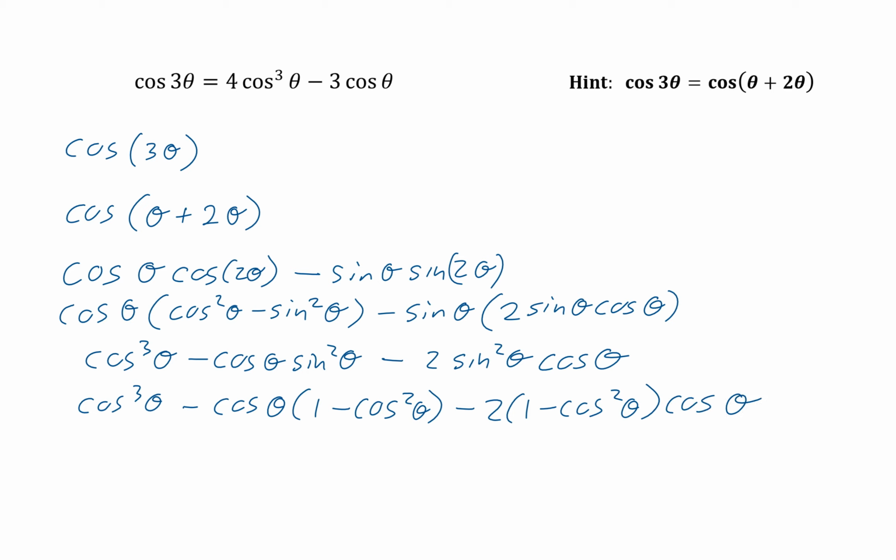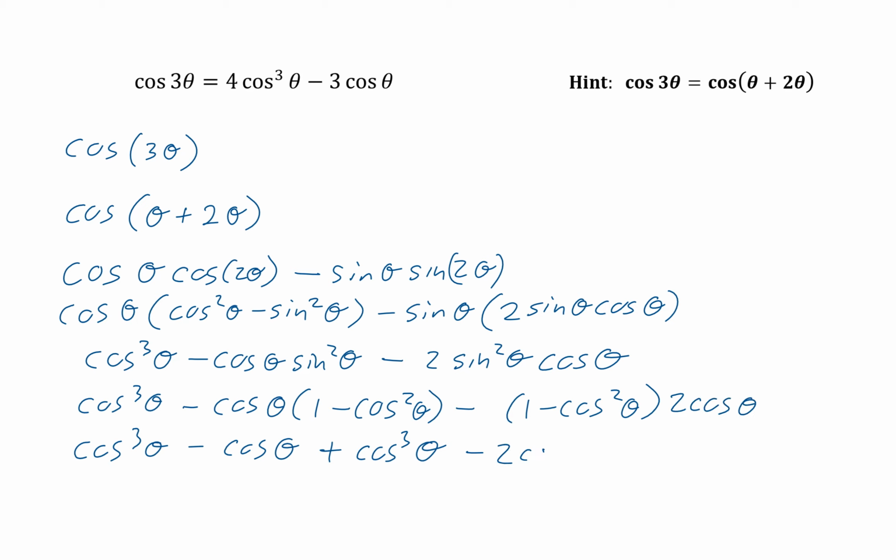All right, now it's just a lot of multiplying. So we end up with cosine cubed theta minus cosine theta plus cosine cubed theta minus... And then this is going to be 2 cosine. So I'm going to take this 2, erase it, and place it over here to give us something to distribute.